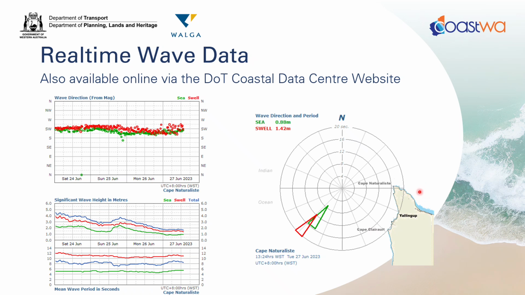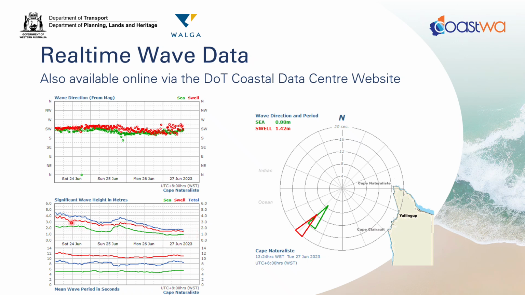So this is the example from Cape Naturalist. You can see here where Cape Naturalist sits. It shows you the location of the buoy. It shows you the direction of the swell in the red and the sea in the green, and it gives you those actual individual wave heights. So the sea wave height is 0.88 and the swell is 1.42, and the actual point of the arrow shows you the period. A time history plot of that over the last few days is also contained, as well as the history of the direction.